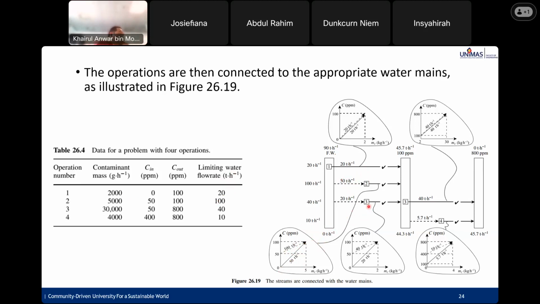How about the third one? The one is 50. So the third one is 30,000 contaminant mass, 30,000.